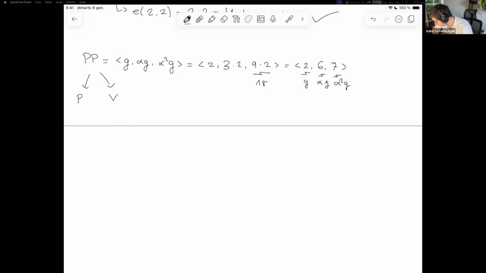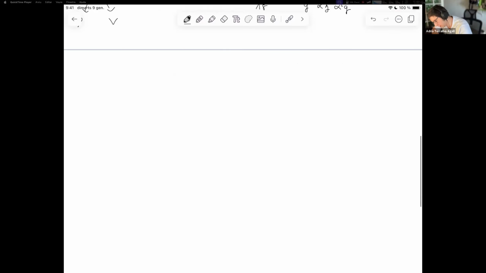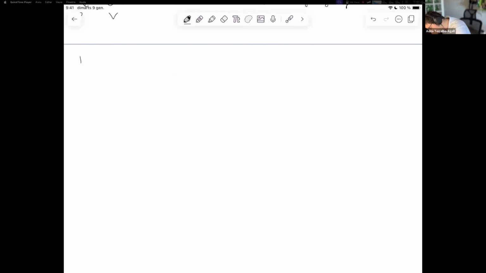Now, I will write here: public parameters are 2, 6, 7, where this is G, this is alpha G, and this is alpha square G. By the way, can you see that reasonably well, or do I need to make it larger? It's okay. Okay, perfect.